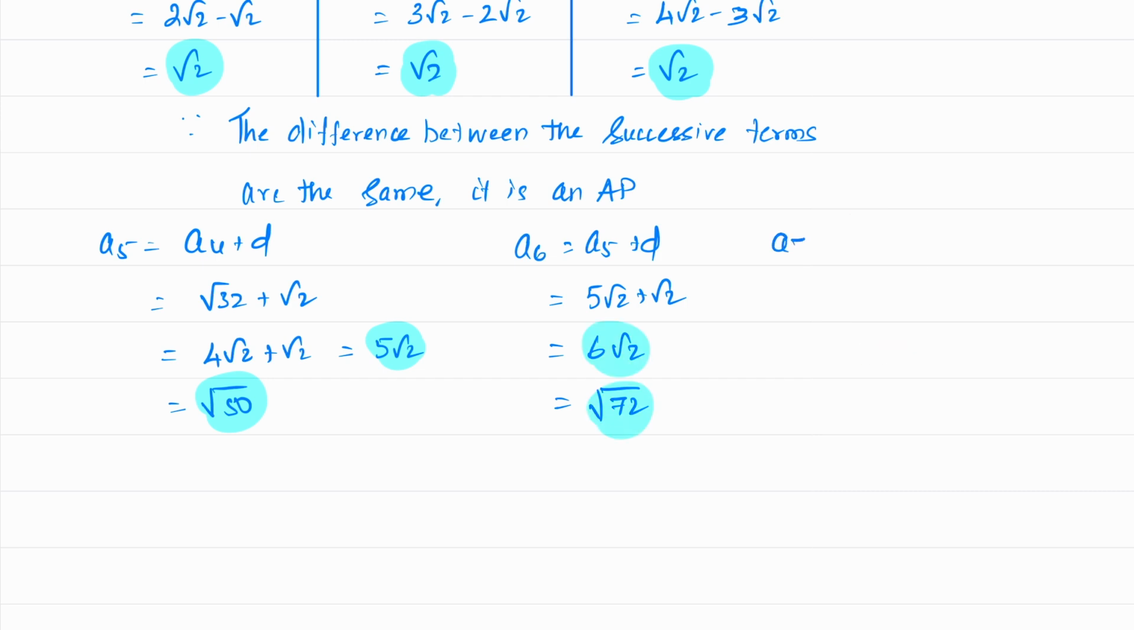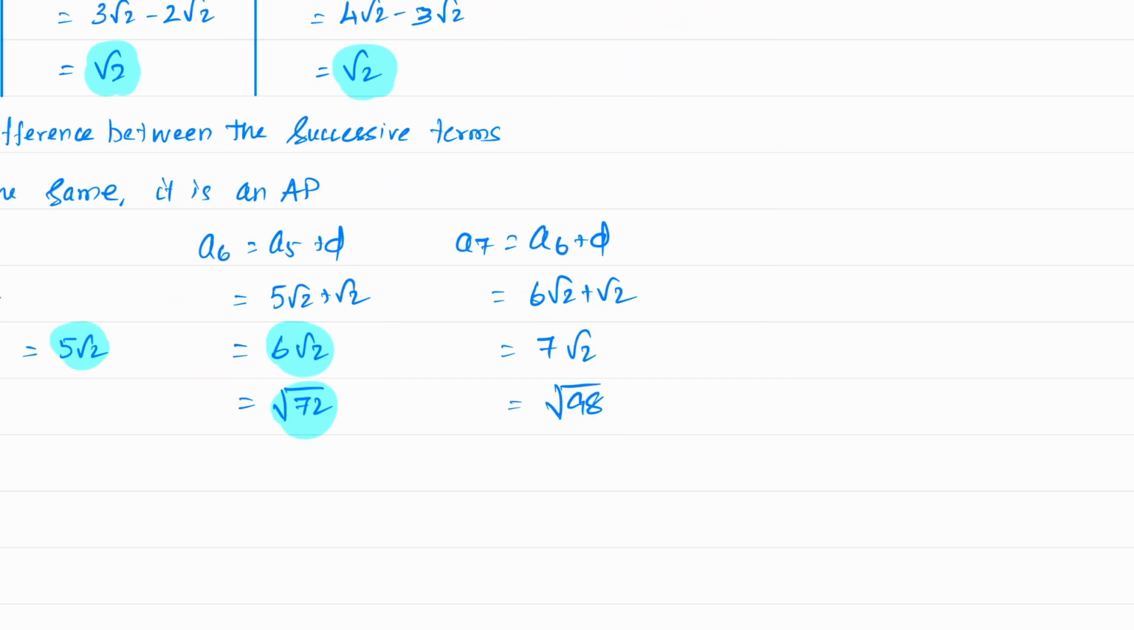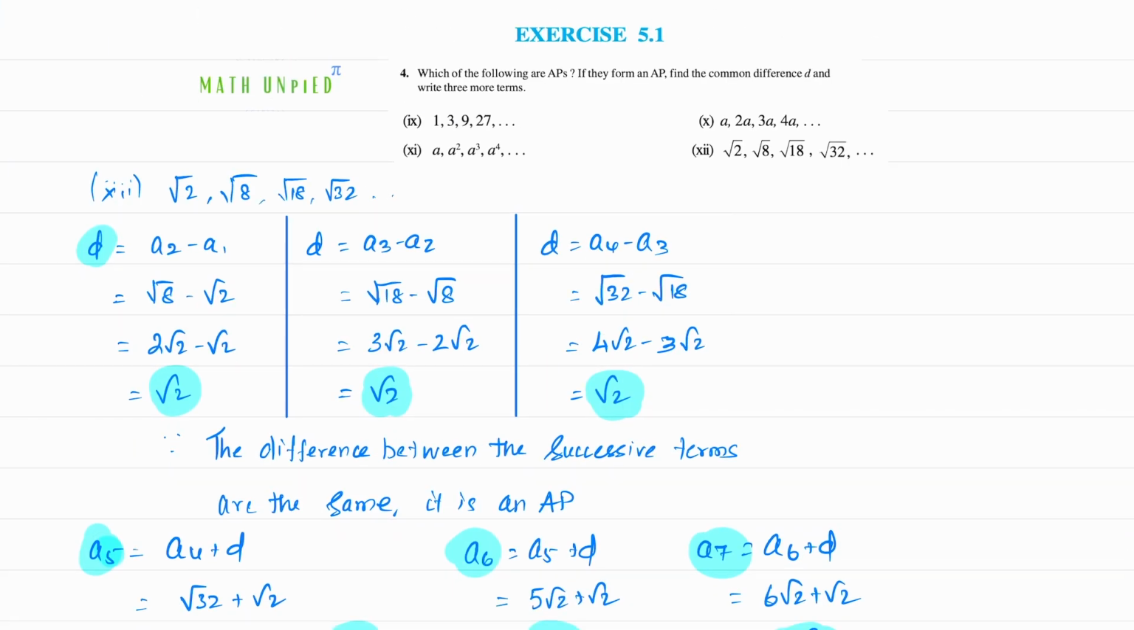And A7 equals A6 plus D, which is equal to 6 root 2 plus root 2, which is equal to 7 root 2, and this is equal to root 98. So how did we get this? Square root of 98 equals square root of 49 times 2, which is equal to 7 root 2. So we know the next three terms, and we can write them: root 50, root 72, root 98.